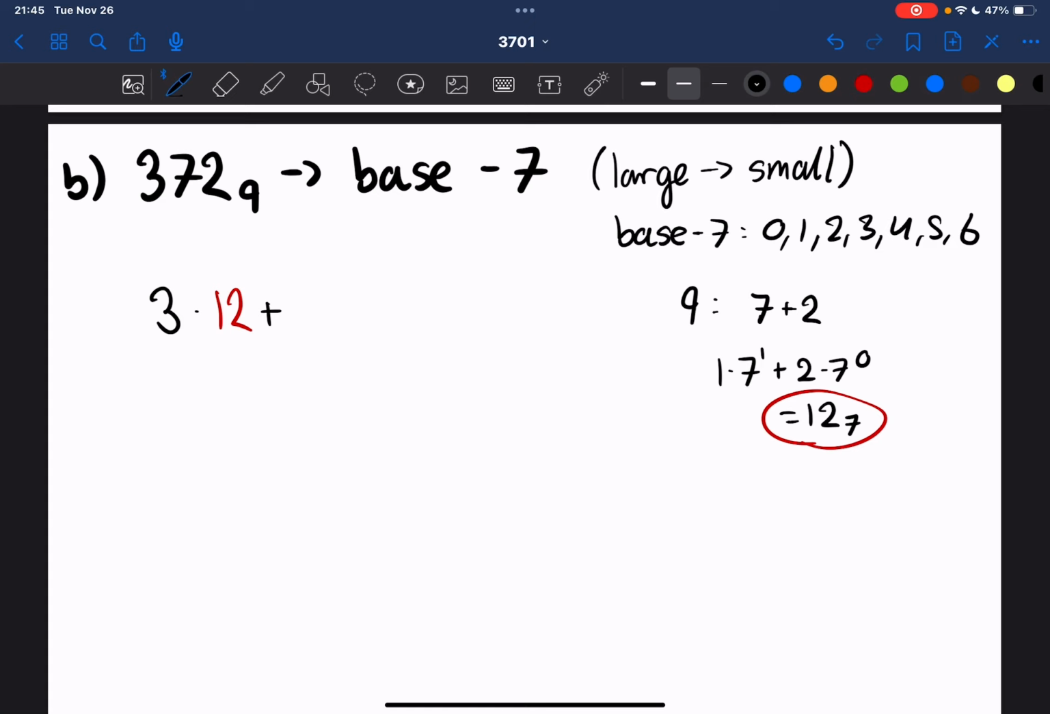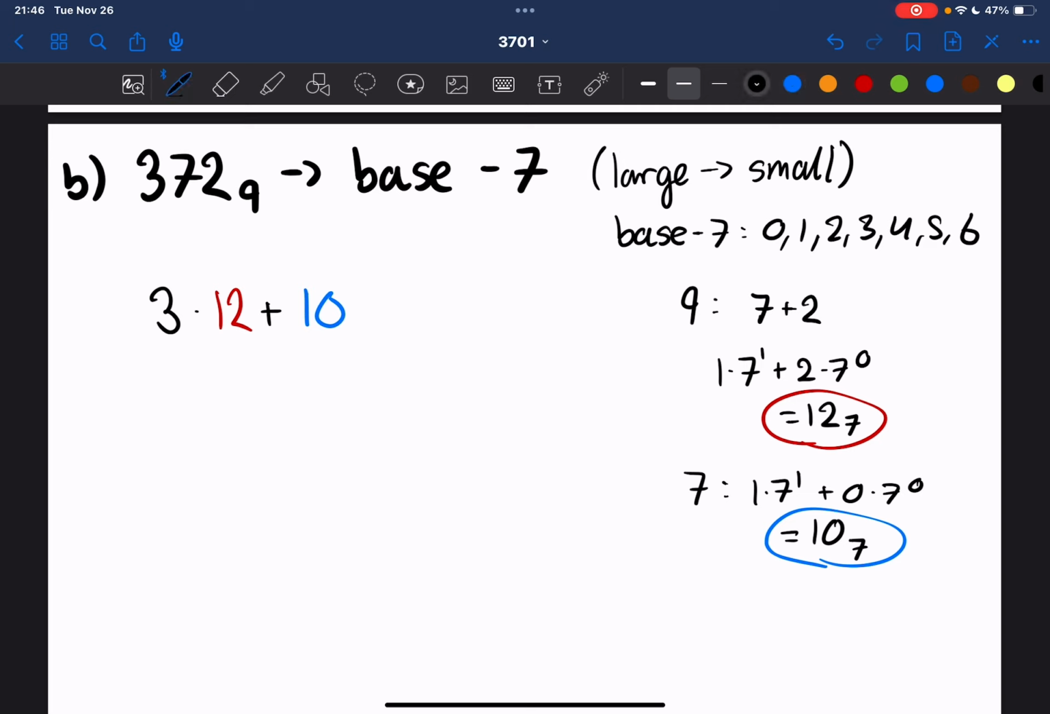And then what do we need to do? Well, what do we add? We're going to add the next digit, right? So the next digit is a 7. But of course, we don't actually have 7 in base 7. So we need to convert 7 into base 7. So what's 7 in base 7? Well, it's just 7 to the 1. 1 times 7 to the 1 plus 0 times 7 to the 0, which is equal to just 10 base 7. So I guess I'll just circle it here, plus 10.